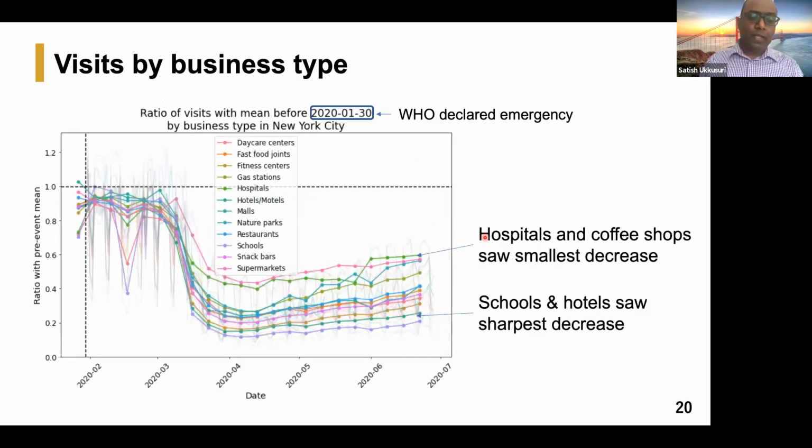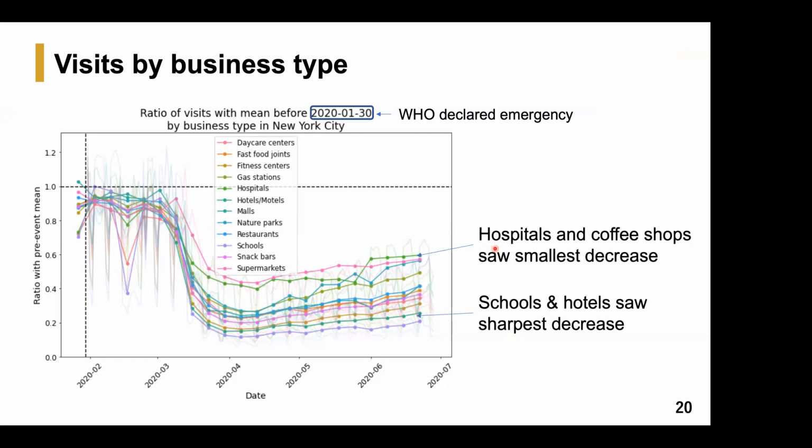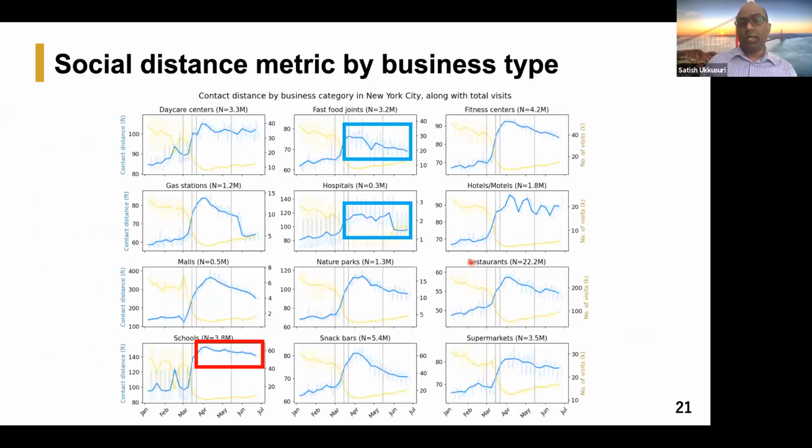And if you look at some of this data, I'll just show some quick graphs in terms of the reductions, right? So this is from February all the way until early July. And these are the different kinds of businesses, right? Daycare centers, fitness centers, gas stations, malls, restaurants, schools, and so on. And you can see that there's been a drop of almost 70 to 80% depending upon the business. The pink one here, supermarkets, not so much, a reduction of about 40 to 50%, whereas for schools you can see a drop of almost 80 to 90%, right? So schools and hotels saw the sharpest decrease. And you can see a small uptick after the June time period, right? Whereas hospitals and coffee shops, not so much decrease.